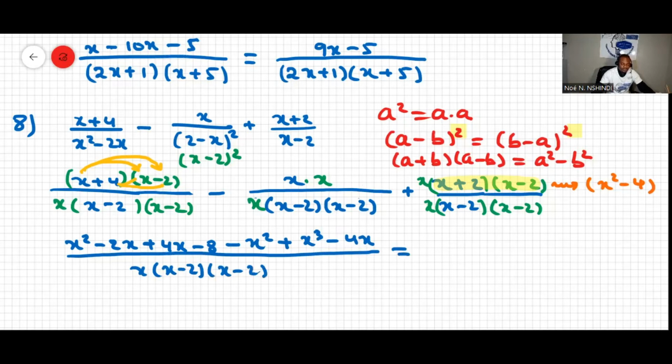Now we can simplify by combining like terms. For the term with x cubed, we have only one term here, so I write x cubed. Then terms with x squared: we have x squared and negative x squared, those two cancel. And then terms with x, we have 4x and negative 4x, which cancel. And then we are left with negative 2x, and then negative 8 all over x open bracket x minus 2 close bracket x minus 2.